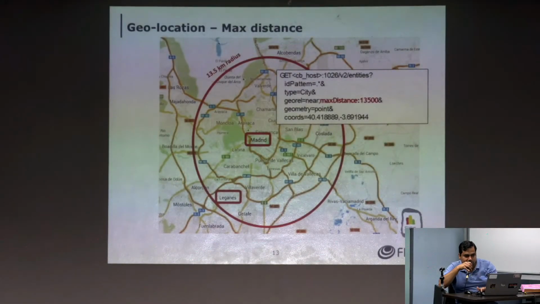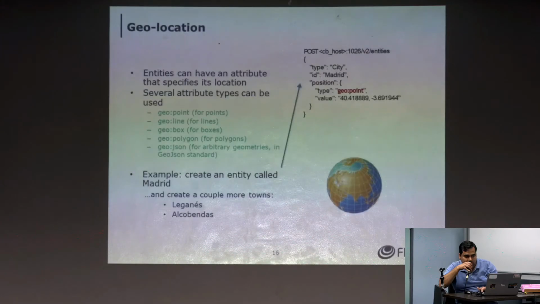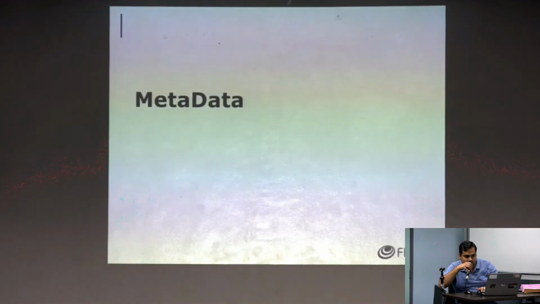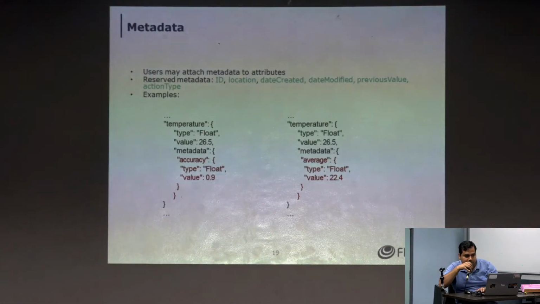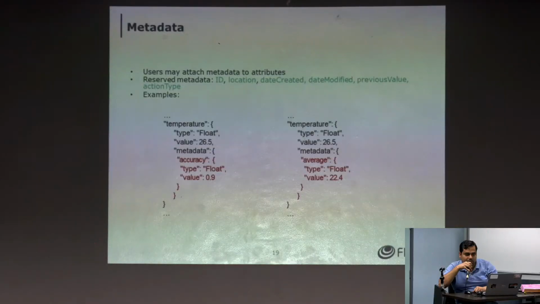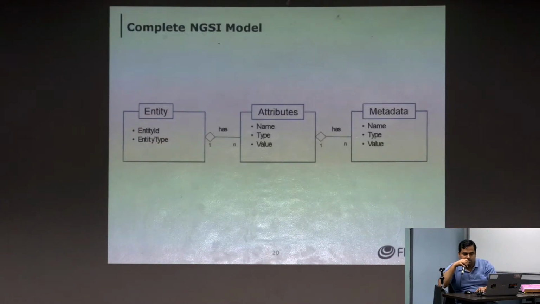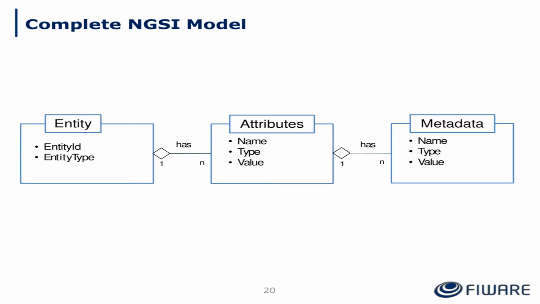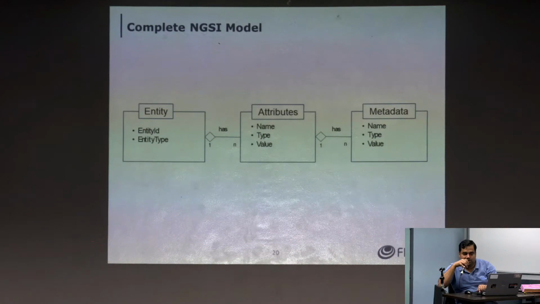You talked about geolocation already, so I'll just move from here. Geolocation demo I've shown you. So this is the metadata which I was talking about. You can see accuracy of the temperature sensor. You might have some plus minus temperature sensor. You can define it here like that. So as I told you, there's a 1:1 membership between entity and attribute. The same goes between attribute and metadata.